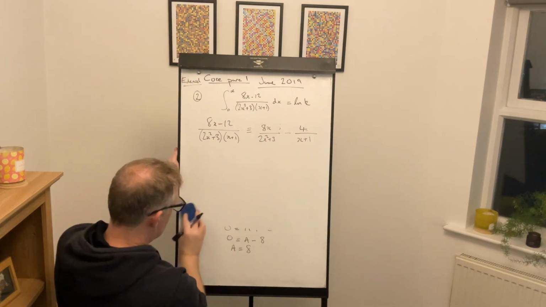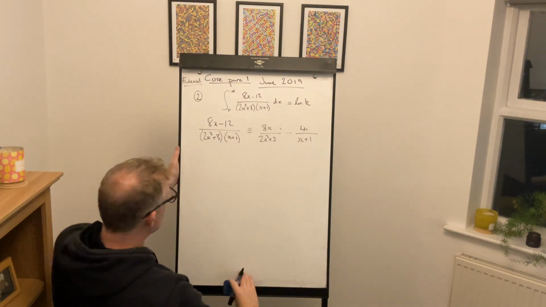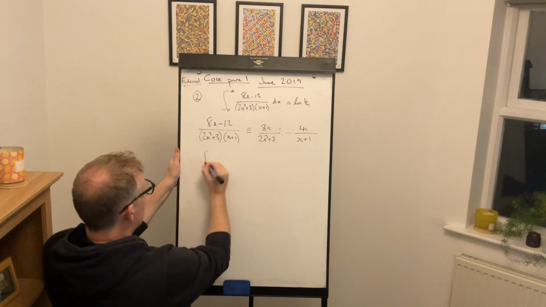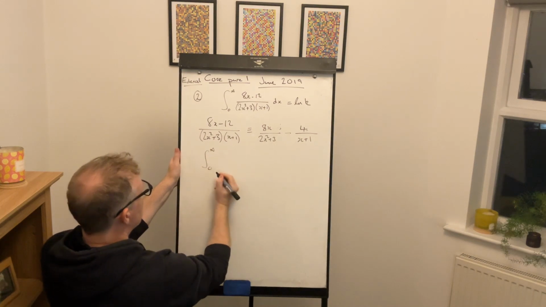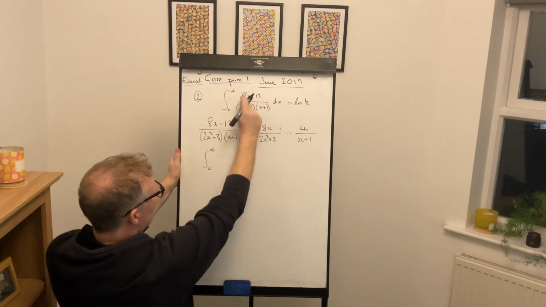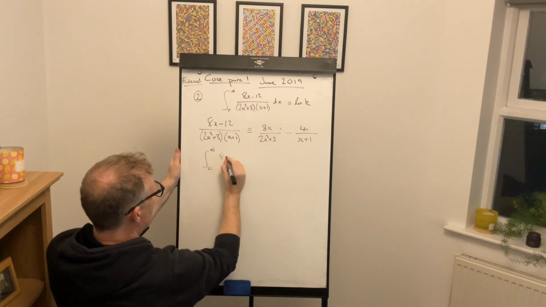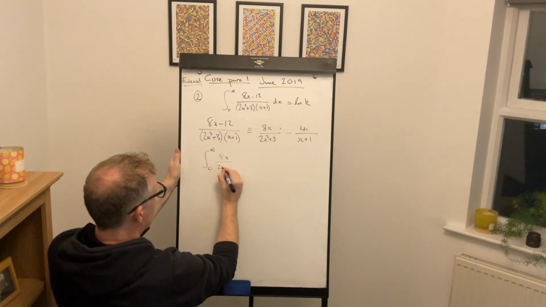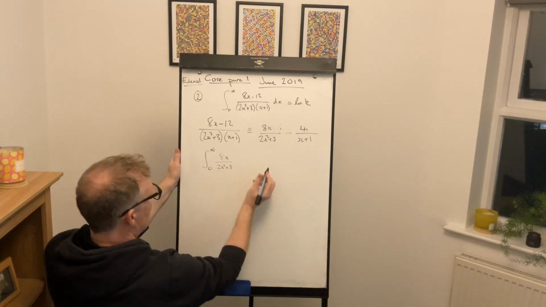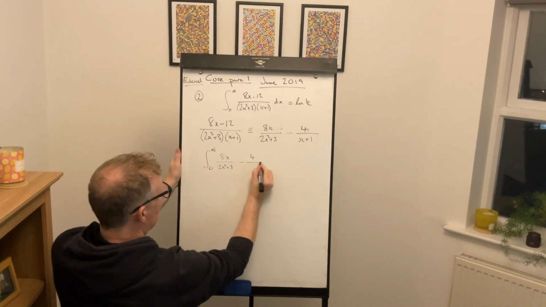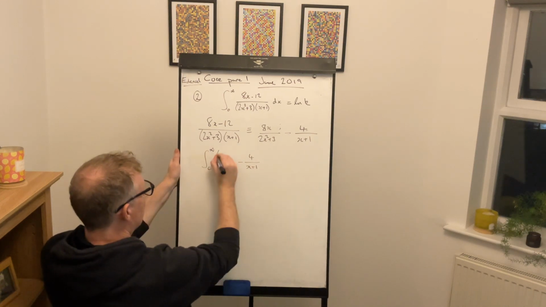Okay, so here we go. We're now going to do some integrating. So we're now going to integrate between infinity and 0. This is now turning into this: 8x over 2x squared plus 3 minus 4 over x plus 1.